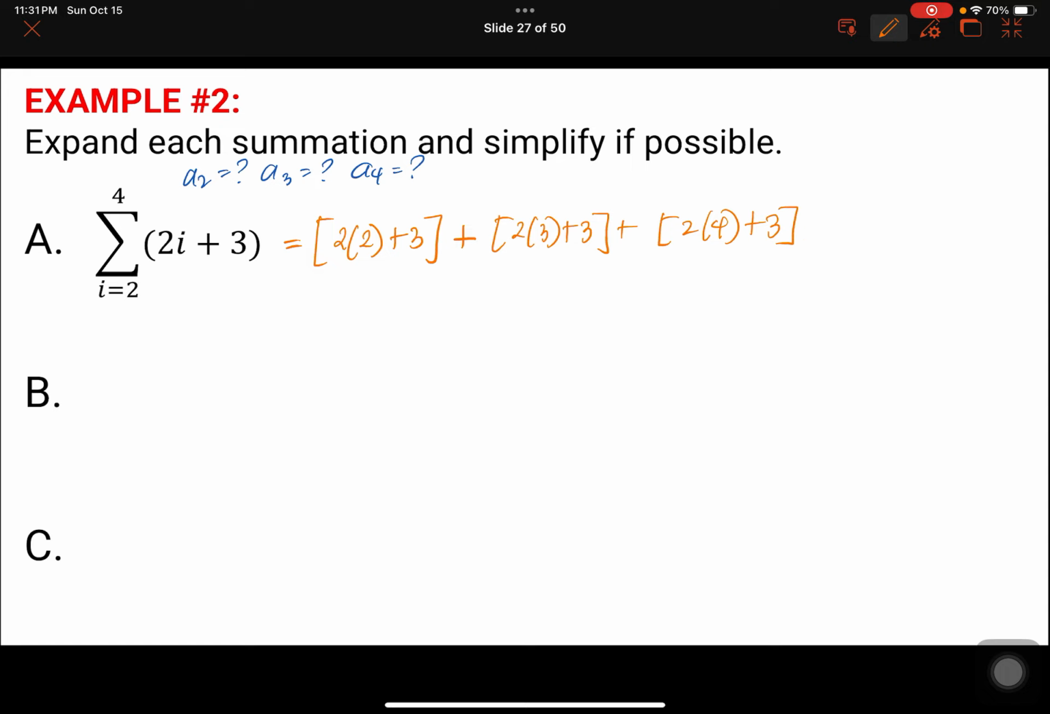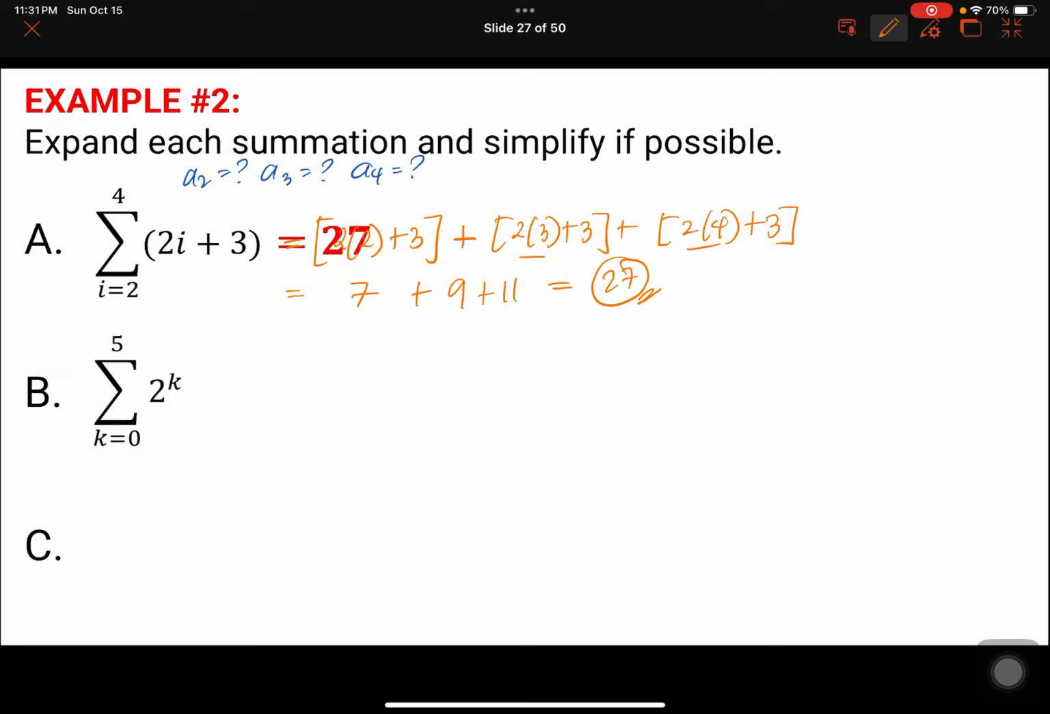So, we can get 2 times 2 is 4 plus 3, we have 7. Plus 2 times 3 is 6 plus 3 is 9. Then 2 times 4 plus 3, so 8 plus 3 is 11. So, 9 plus 11 is 20, plus 7. Therefore, we can have 27. Okay? Next, for verification, tama yung 27 natin.